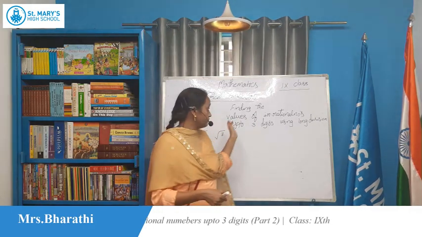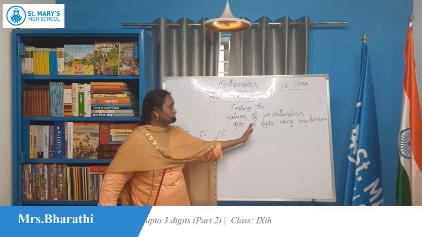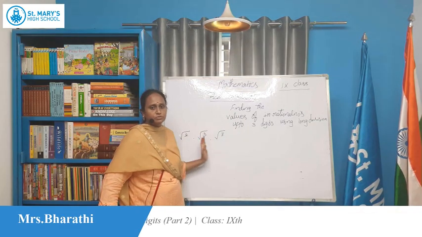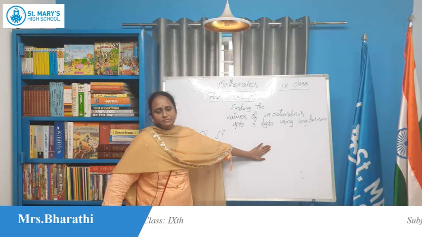Now here we discuss how to find the irrational values up to 3 digits by using the long division process. It is our new topic in ninth class.